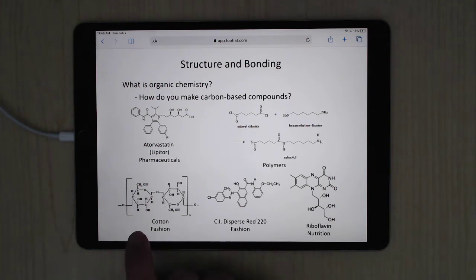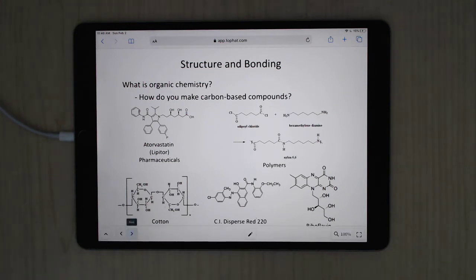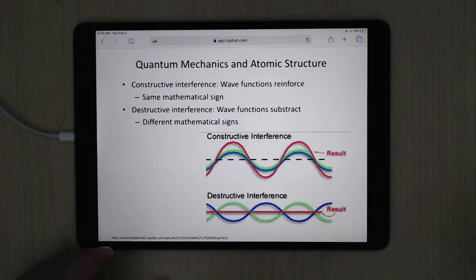Okay, and so we're going to cover the basics for this. Organic chemistry is making and breaking bonds to carbon, and so the first part of this chapter is going to be about figuring out why things like to make bonds. Okay, and so we're going to start in here.